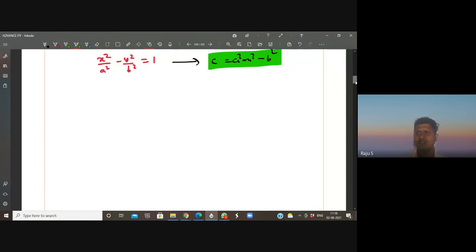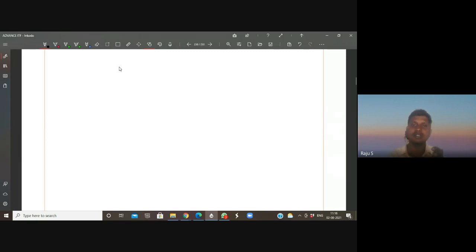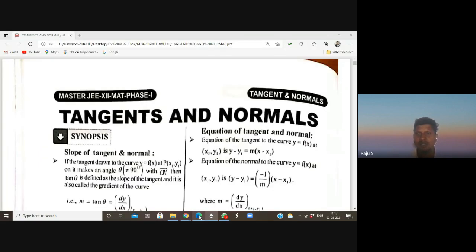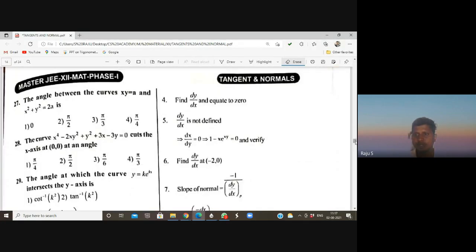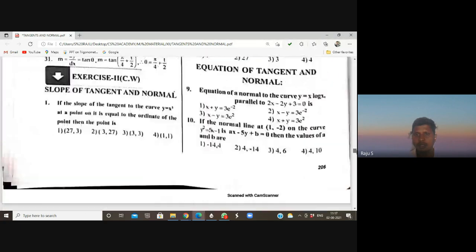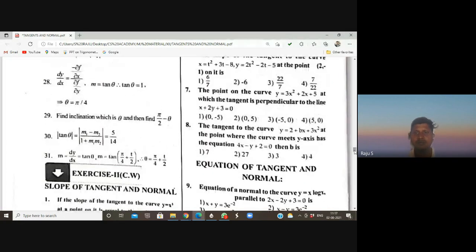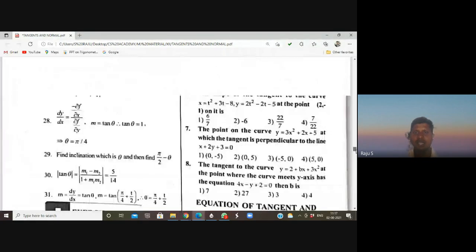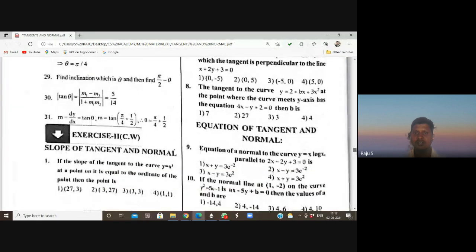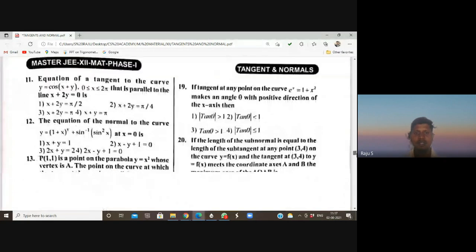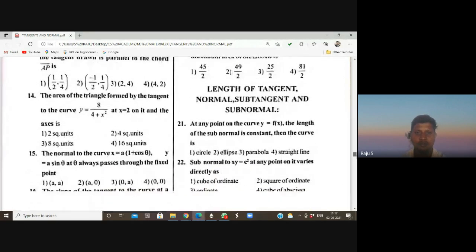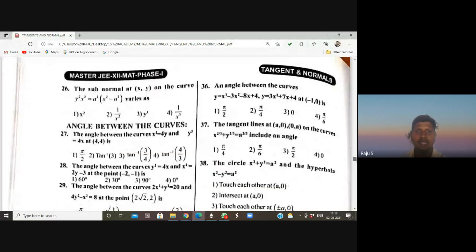Right. So already we discussed in NCERT the formulas for length of the tangent, length of the normal, length of the subtangent, length of the subnormal. Okay, already I have derived those formulas. Because when you see here, first the questions are related to slope of the tangent and normal concept, then equation of the tangent and normal, next length of the tangent and normal, subtangent, and angle between the curves.